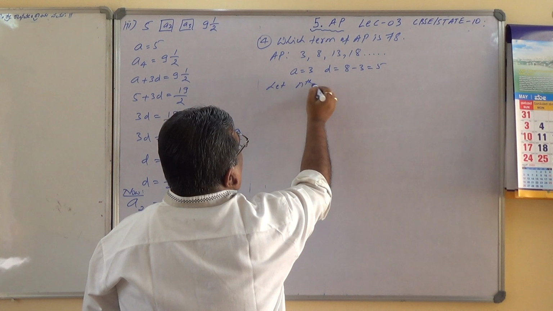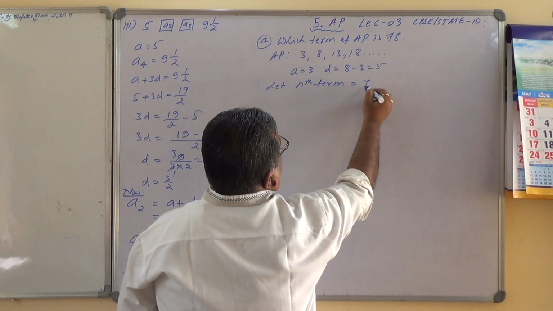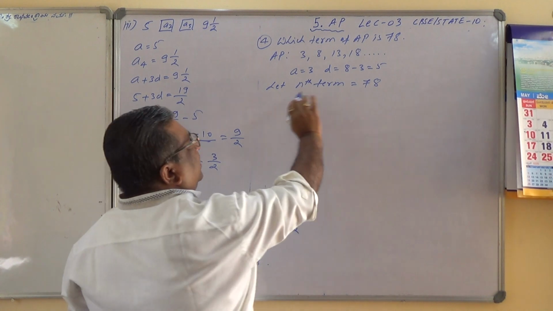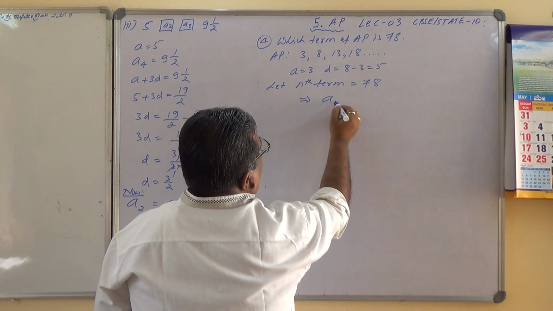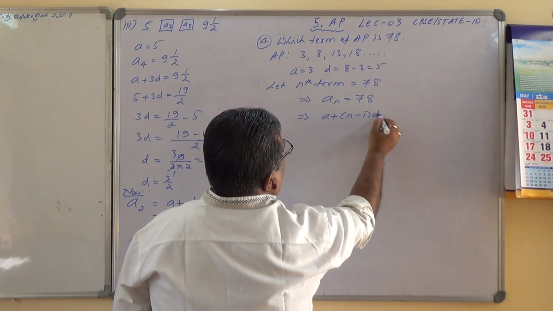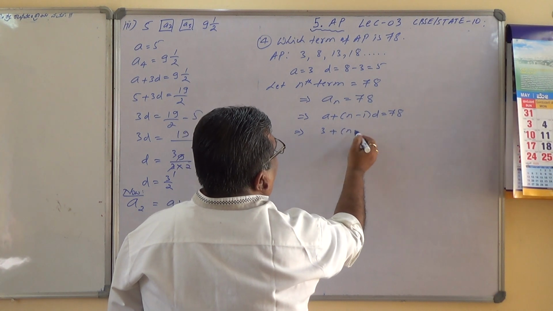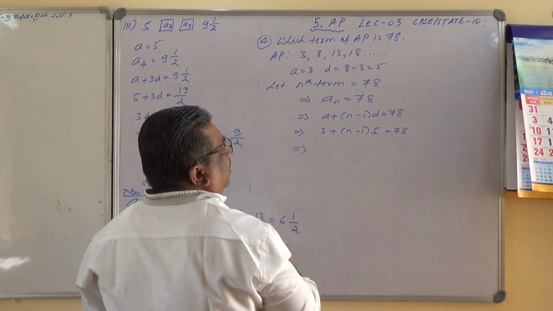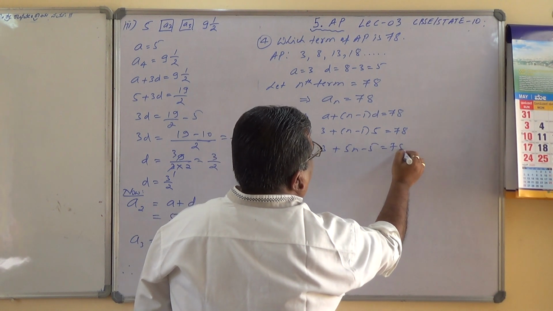Let the nth term equal 78. Are you able to understand? I have to find out which term, no? So let the nth term be 78. Therefore an equals 78, which implies a plus n minus 1 into d equals 78. What is a here? 3 plus n, which I have to find out, into d, which is 5, equals 78. That is 3 plus 5n minus 5 equals 78.